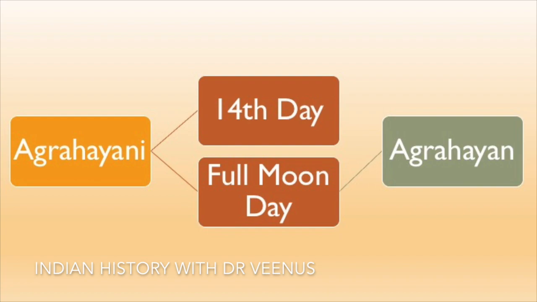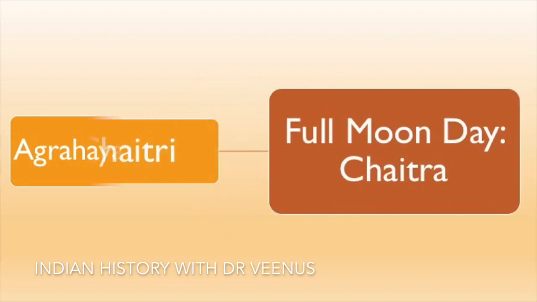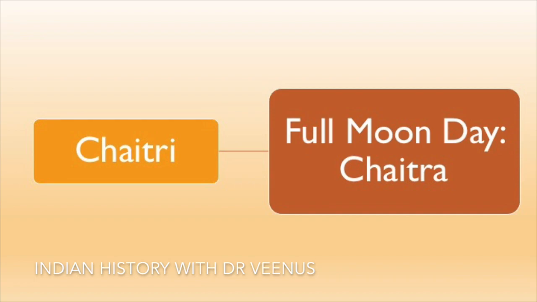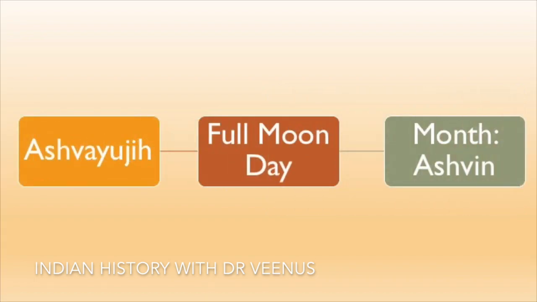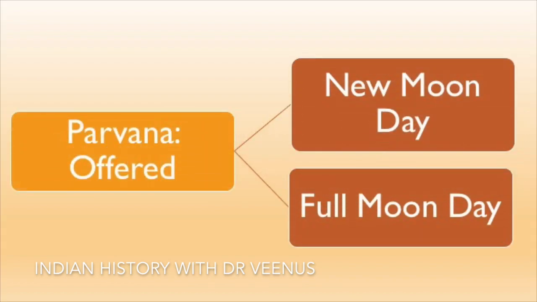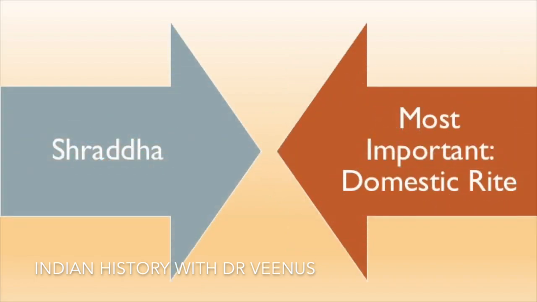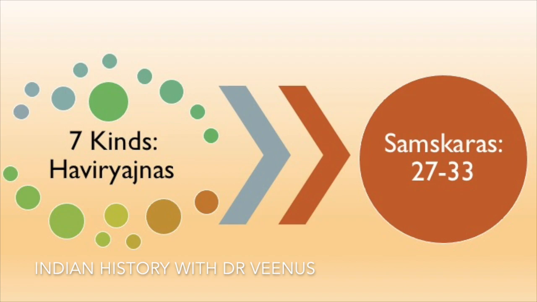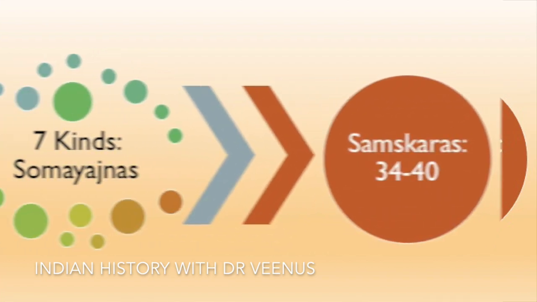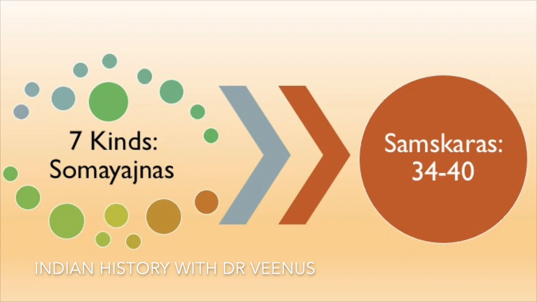The Agrayani on the 14th or on the full moon day of Agrayan. The Chaitri on the full moon day of Chaitra, and the Ashvayuji on the full moon day of the month of Ashwin. Parvan is offered on the new and full moon days, and the Shraddh is one of the most important domestic rites. Sanskars 27 to 33 are the 7 kinds of Haviryajnas, and Sanskars 34 to 40 are the 7 kinds of Somyajnas.